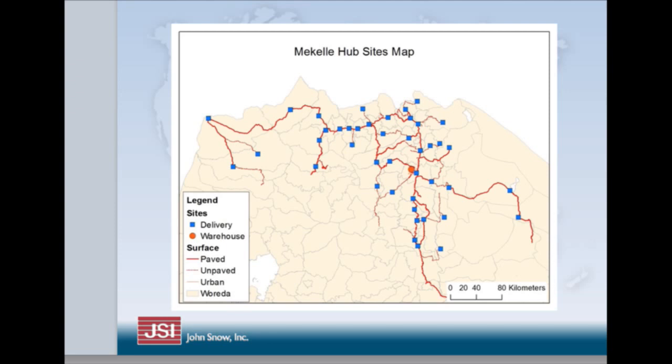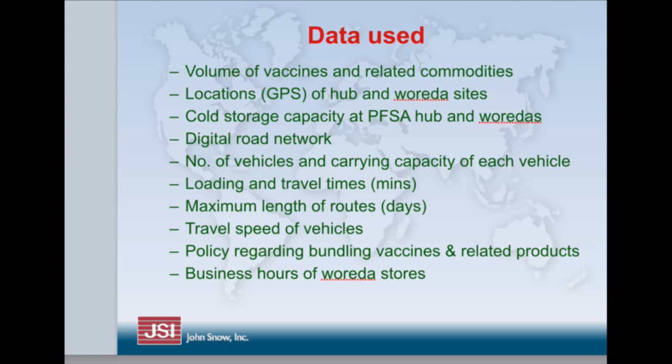The data and information we used are the volume of vaccines and commodities that we are going to distribute to the woredas, the GPS location of the hub as well as the woreda or district sites, the storage capacity at the FSA level as well as the woreda level, and also the digital road network, number of vehicles, loading and travel times, and maximum length of routes. These are the information we used for the analysis. For the sake of this group, I'm not going into how the supply chain group works, but I will focus on the findings. After we analyzed the data, our findings are as follows.